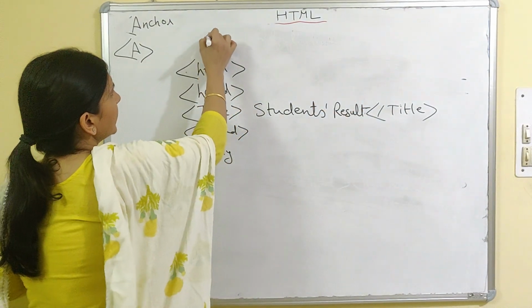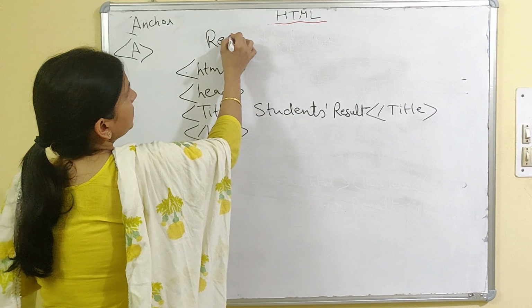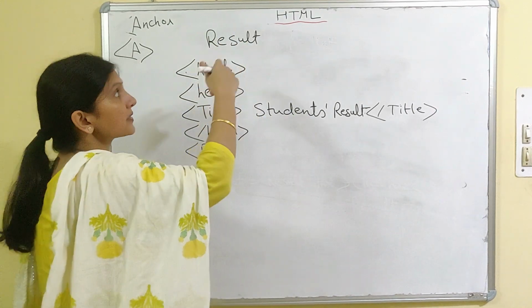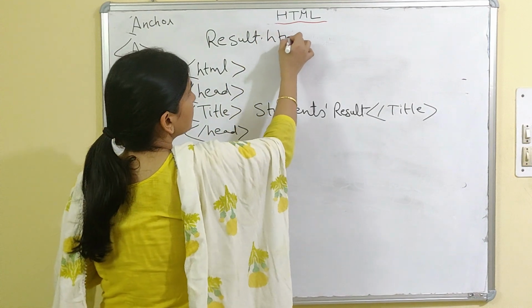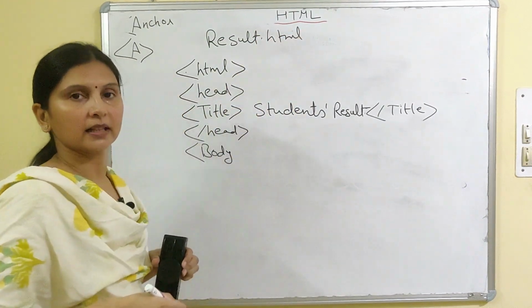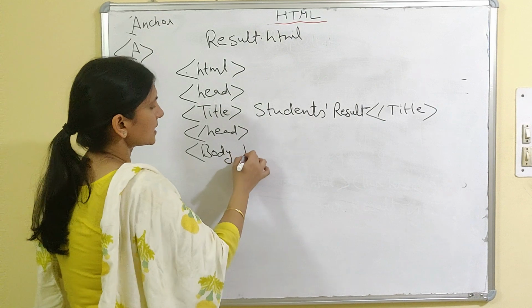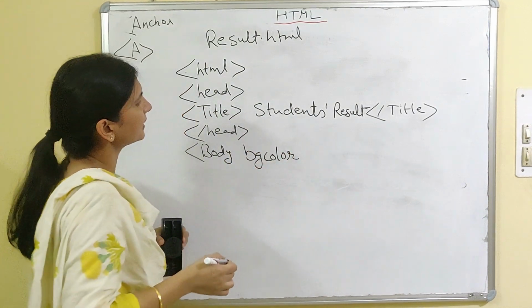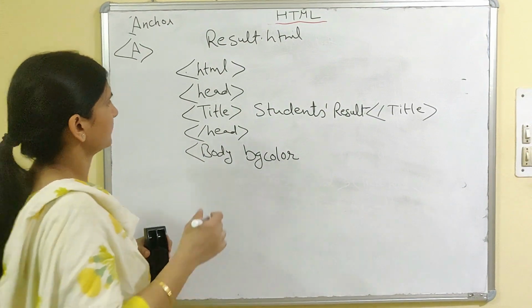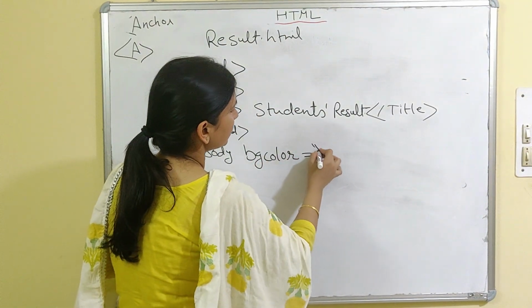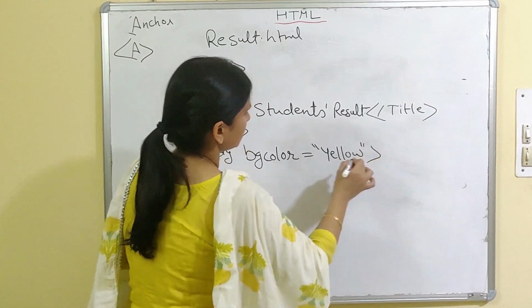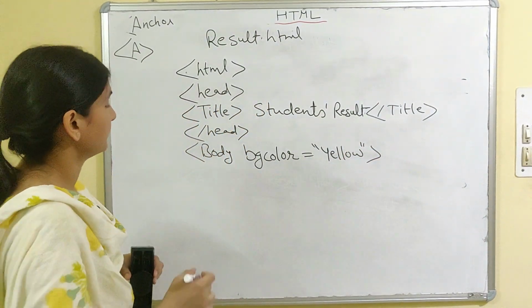Fine. And the file name which we have given in the previous web page, result.html. Fine. Now in this we will give BG color. Instead of background we will give BG color. BG color I will give any light color, yellow let it be. Fine.